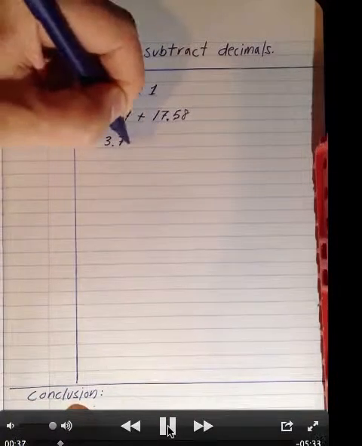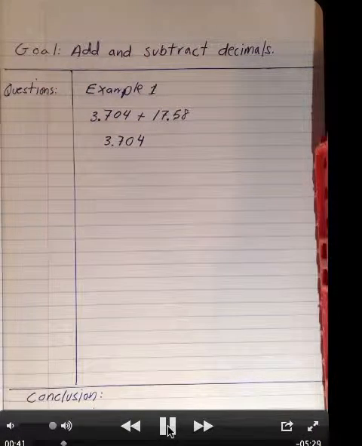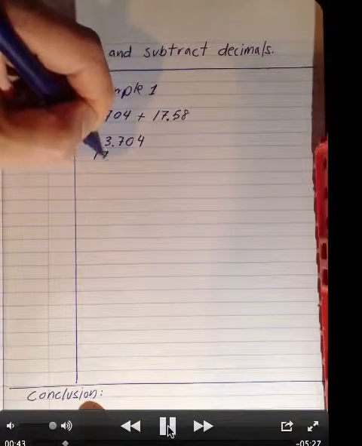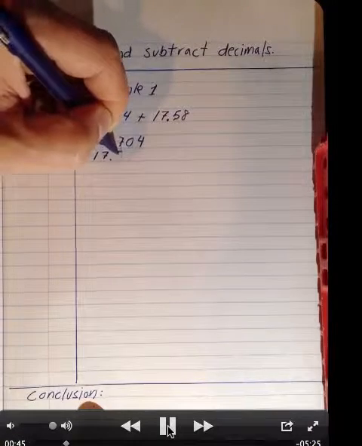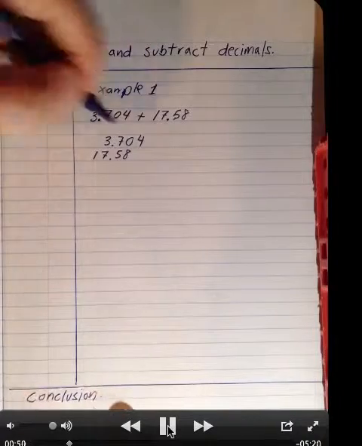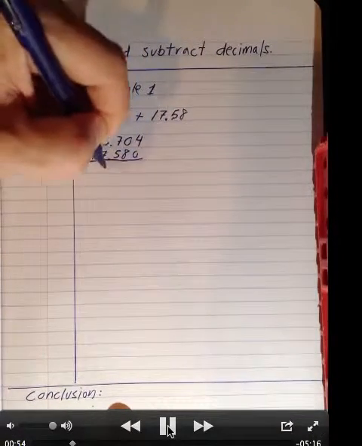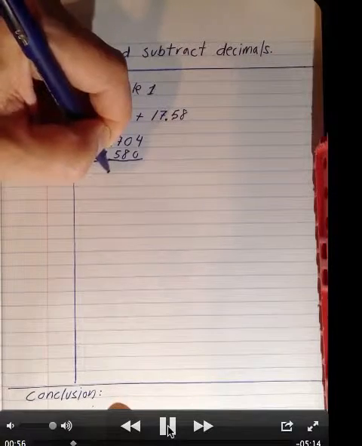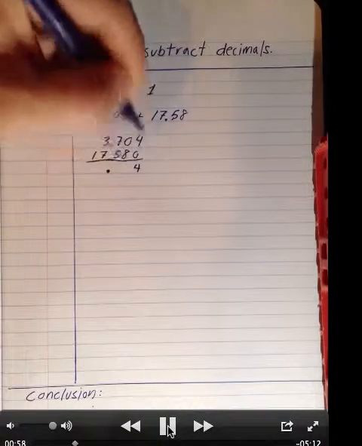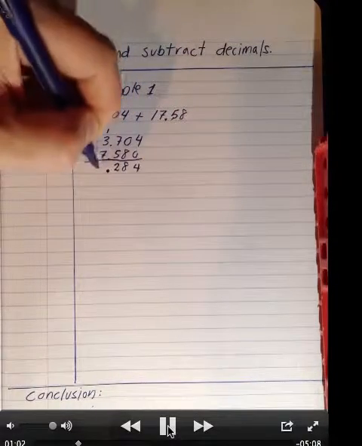So I'll rewrite that so that the ones line up with the ones, tenths are in the tenths column, and so forth. So that's 7 tenths and 5 tenths. You see those lined up. 0 hundredths and 8 hundredths, 4 thousandths and 0 thousandths. And then you can add the correct place value digits.